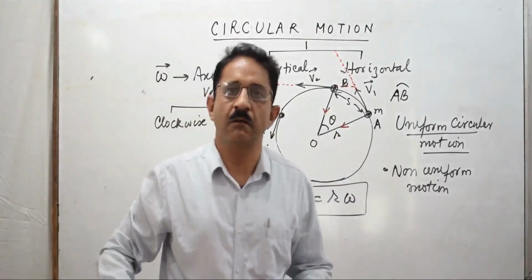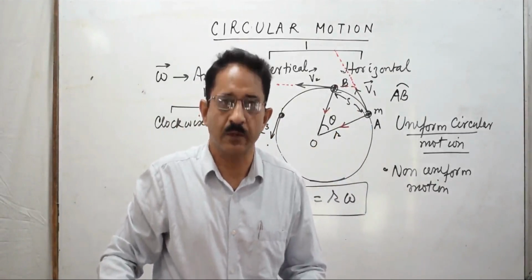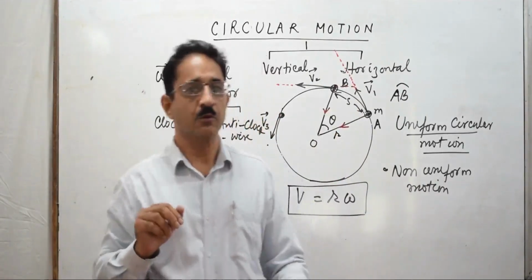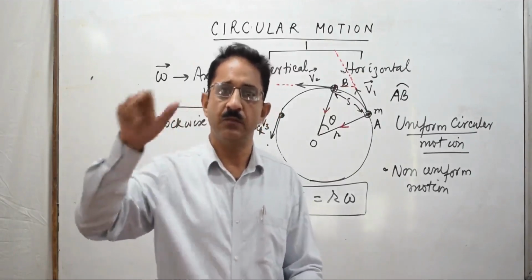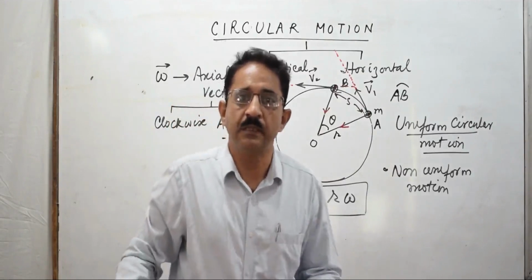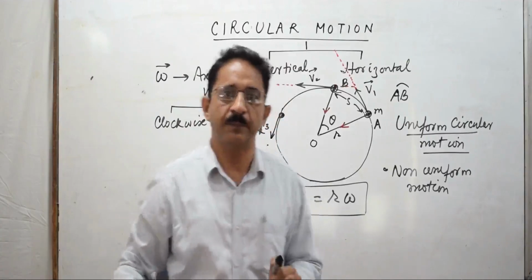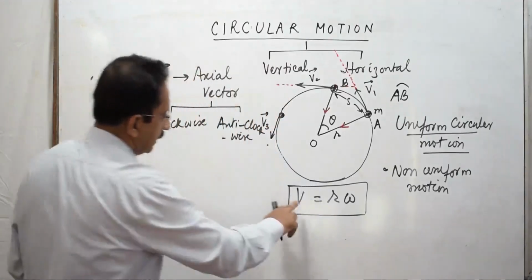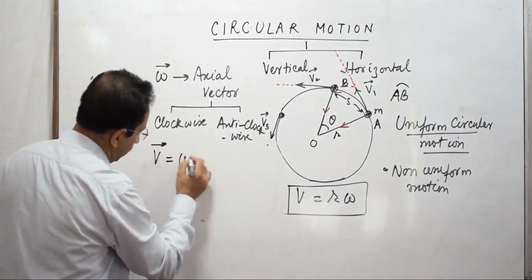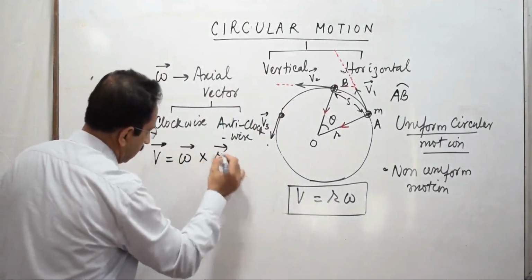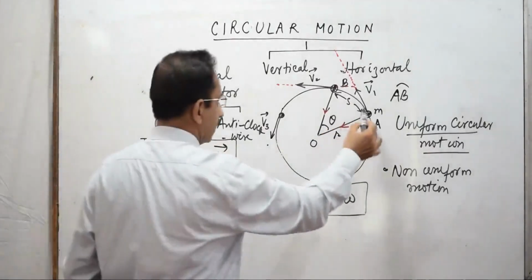Now this reminds us that the relation between these three vectors has to be a cross product. Because in case of cross product, if we are given three vectors A, B and C, when I say A cross B is equal to C, the direction of C is perpendicular to the plane formed by A and B. Same is going to happen here. We can think of this relation V equal to R omega in vector form like this, that V becomes equal to omega cross R. Now what is the direction of V? You can again say it is along the tangent.